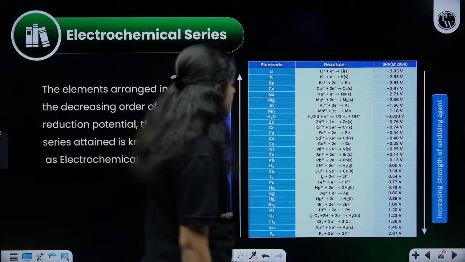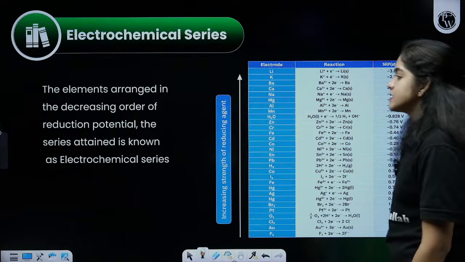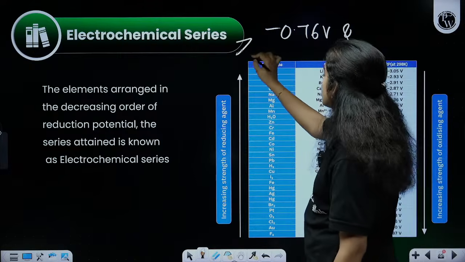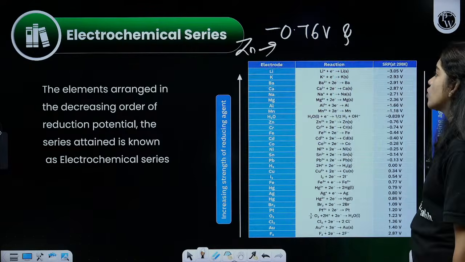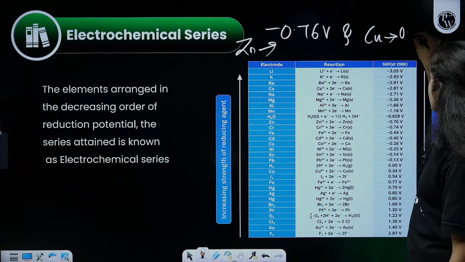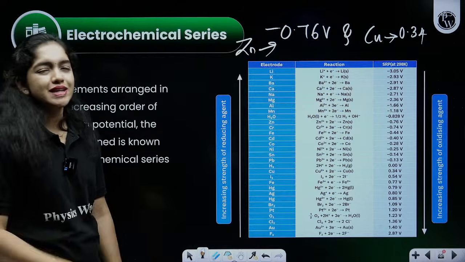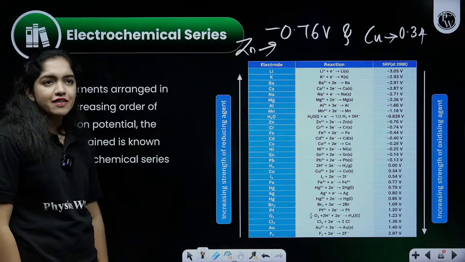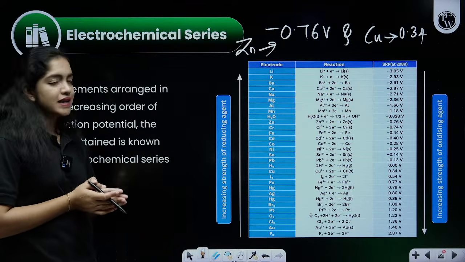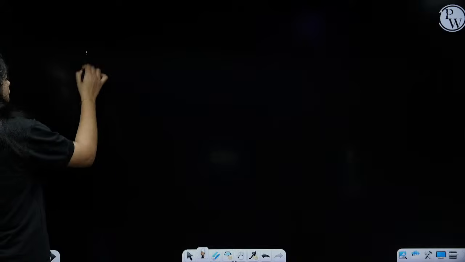I'm going to give the simplest one, zinc. The potential of zinc is minus 0.76 volt, and copper is 0.34. How will we calculate the E cell? Can anyone give the answer? Two potentials are given here, zinc electrode potential minus 0.76 and copper 0.34. We can calculate the value. We know the equation. How to calculate the cell potential?